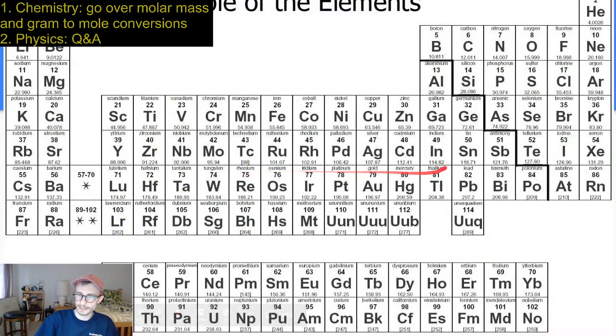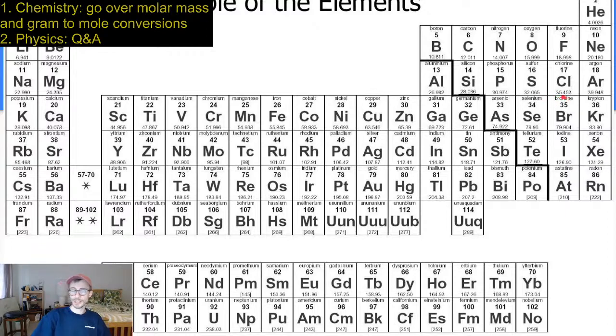So let me go back to here. Sodium is over here on the left side. It's a metal, and it's got 22.99. I'm going to round that up to 23. And then chlorine over here has a molar mass of 35.453. I'm going to round that up to 35.5.